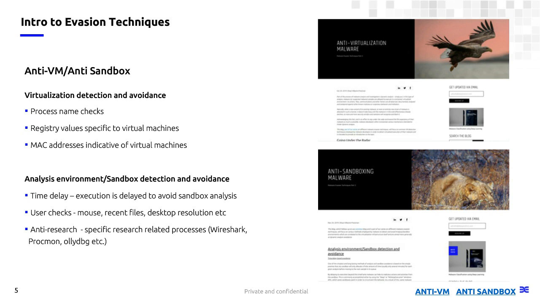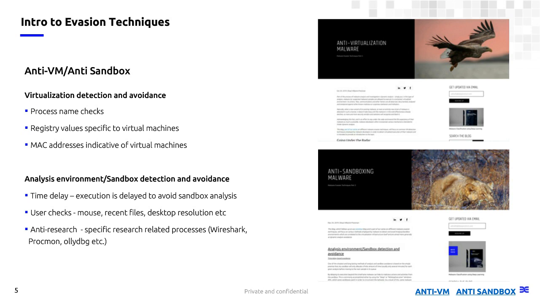The malware can also perform checks to see if a user was active on this machine. For example, if the mouse is moving, if there are any recent files, if the desktop resolution is specific for a virtual machine or a sandbox or not. And then it can also perform anti-research checks. This means that the malware checks specific lists of research-related processes, for example, Wireshark, Procmon, and there are many other processes that can be given as examples here.